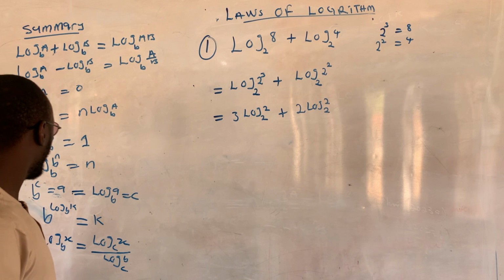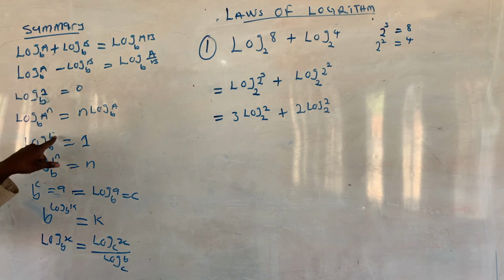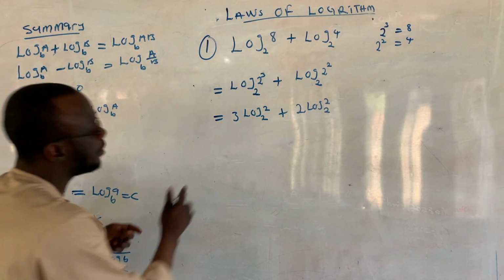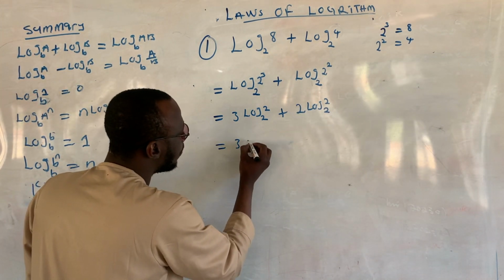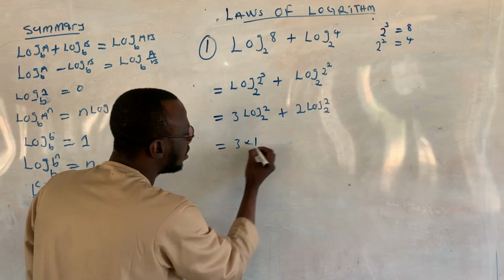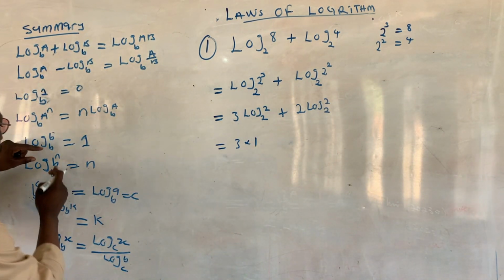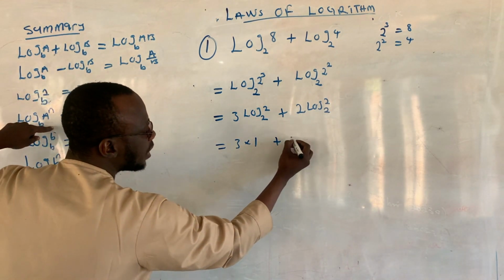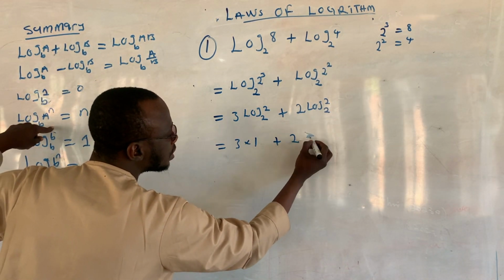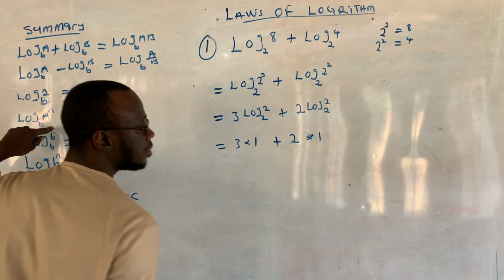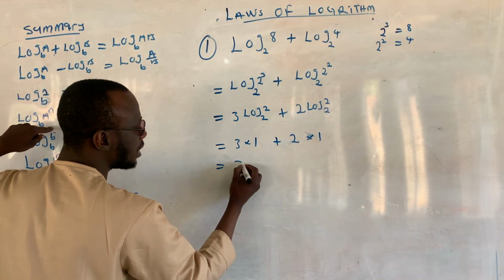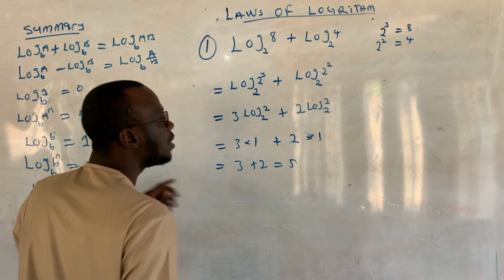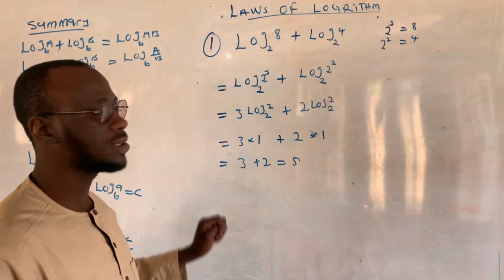So remember that when we have log of the same number and the same base, it is equal to 1. Meaning from here we can say 3 multiplied by 1, because log 2 base 2 is all the same. Here log b base b equals 1, and the same here. Plus 2 times the same thing, 1. We have 3 times 1, 3, plus 2 equals 5. This is our answer.